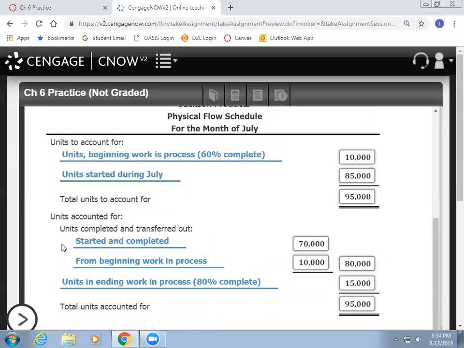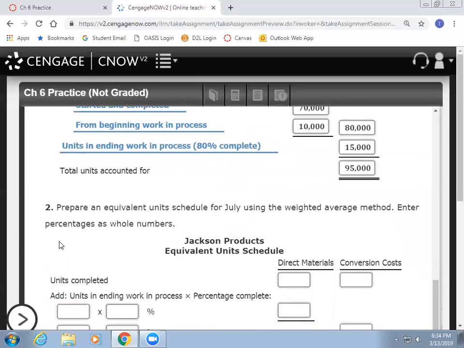Again, we get a nice shortcut. Your homework, with it being algorithmic, you'll probably have to recalculate those. You'll get different numbers. But to save time in here, it helps. And we don't have to redo the same thing. Okay, so our physical flow schedule, again, under FIFO and weighted average, is the exact same. Okay, it doesn't change. But here's where things change.